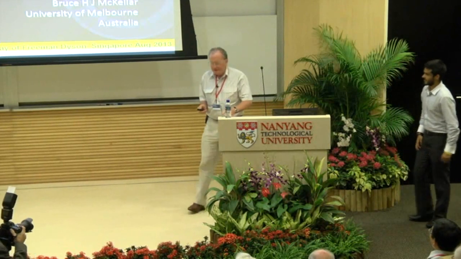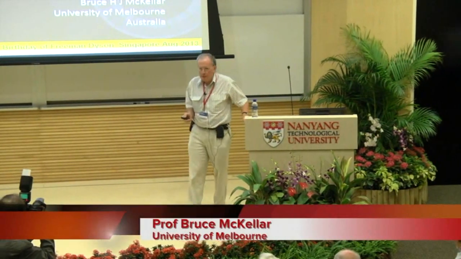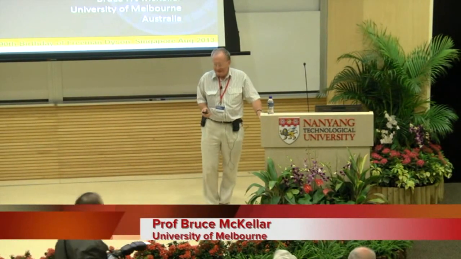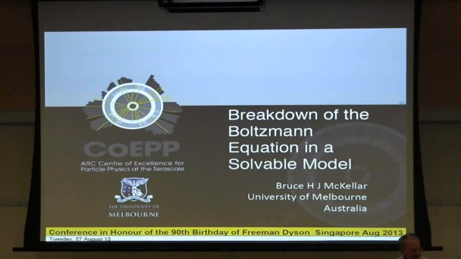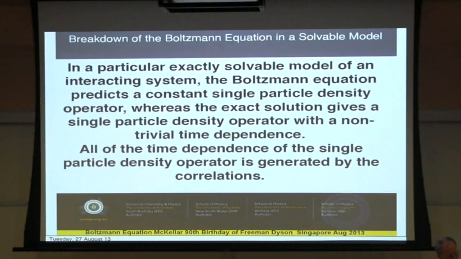As advertised, what I'm going to talk about is a simple solvable model in which the Boltzmann equation breaks down. In fact, it breaks down in quite a spectacular way. And that was the abstract, so let's move on. But just to tell you how spectacular the breakdown is, it's an infinite breakdown in the sense that in the Boltzmann equation, the single particle density matrix turns out to be constant, whereas in the exact solution, we can calculate it, it turns out to have a non-trivial time dependence.